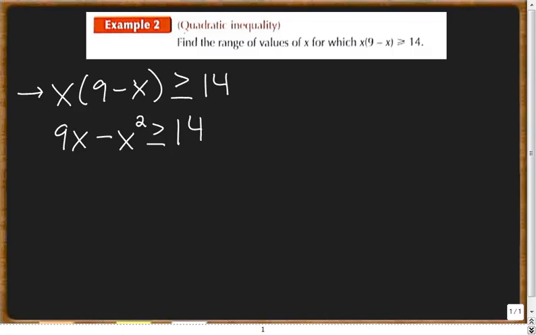I like to have my x squareds positive if I can, so I'm going to move both of these terms to the other side, and what I'll have is 0 will be here. It'll be 0 is greater than or equal to my positive x squared now. I have a negative 9x, and I have my positive 14 is still here. So this is where our problem is right now.